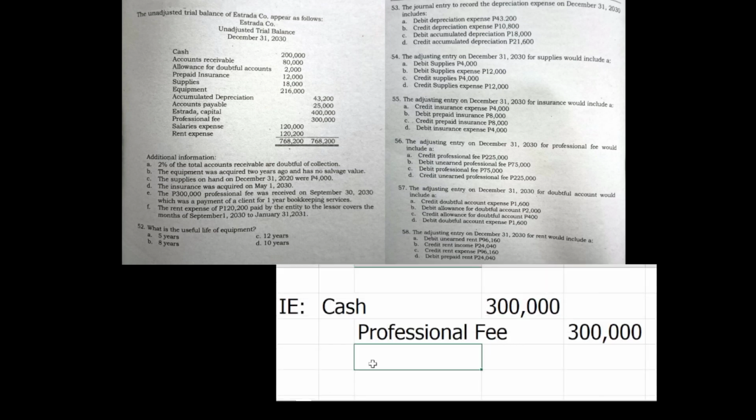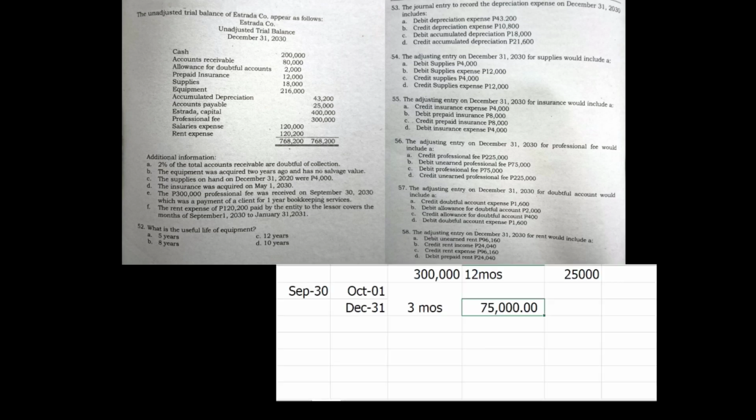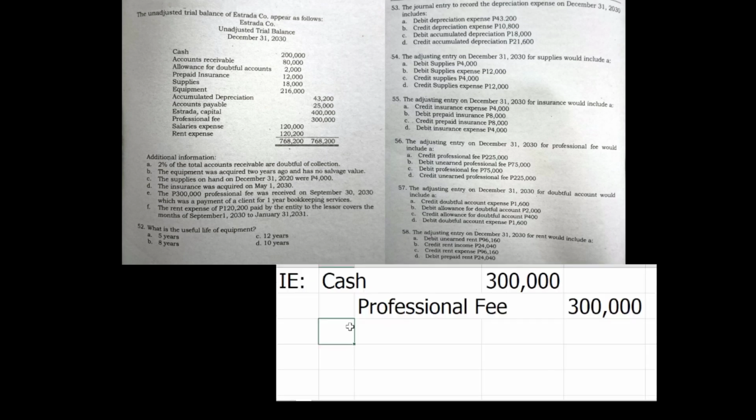So, mangyayari, yung adjusting entry natin, ang mangyayari dito, i-debit natin yung professional fee kasi nga hindi totoo yung 300,000. Dapat 75,000 lang. Okay? So, debit tayo ng professional fee.